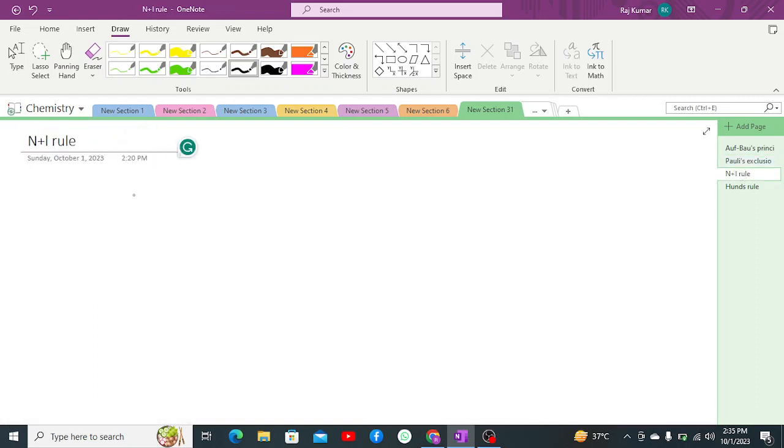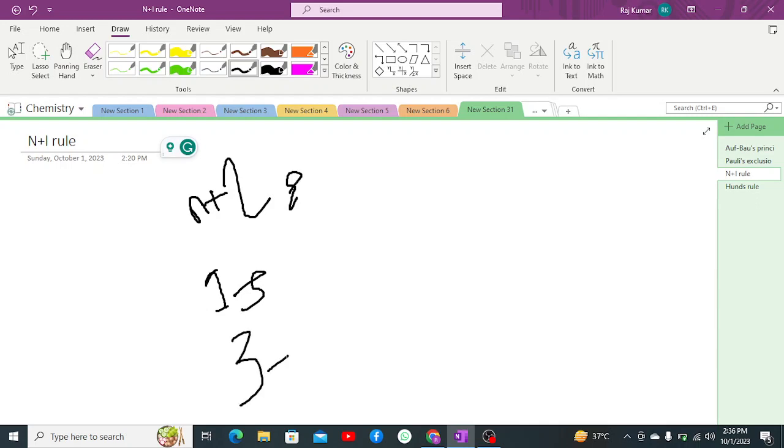The N plus L rule was given in such a manner that N represents the principal quantum number and L the azimuthal quantum number. Now, orbitals having a lower N plus L value will be filled first. For example, we have 1s and 3s. These are two different orbitals.